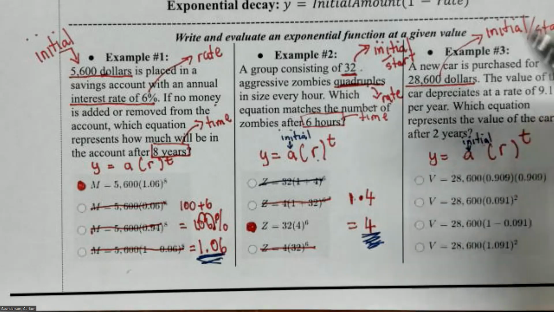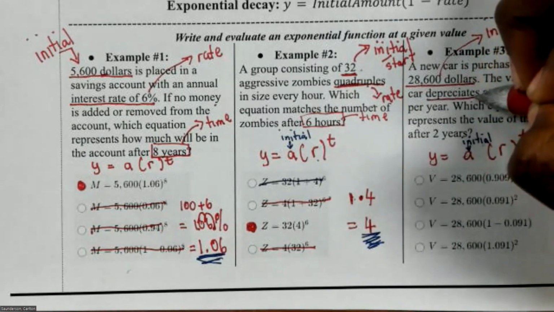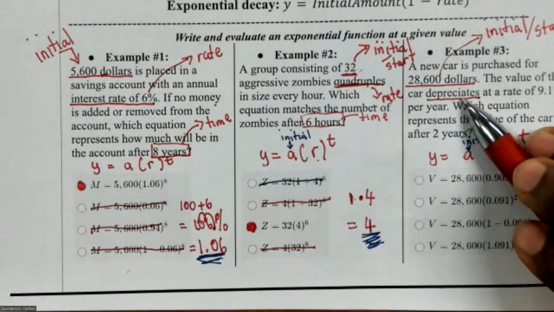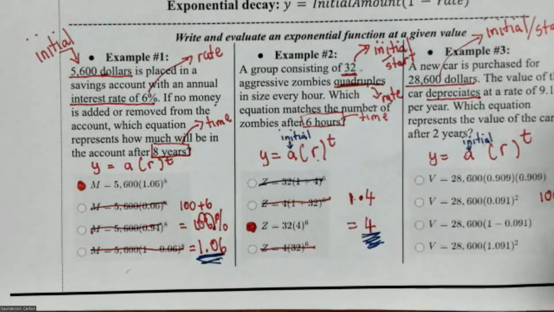So it says the value of the car depreciates, all right? Depreciates means you decrease. So I'm decreasing at a rate of 9.1%. But for me to decrease, I need to start somewhere. So I'm going to be starting with 100%. And because I'm depreciating, it means I'm decreasing or I'm subtracting by that 9.1%. Okay. 100% minus 9.1% is 90.9%.